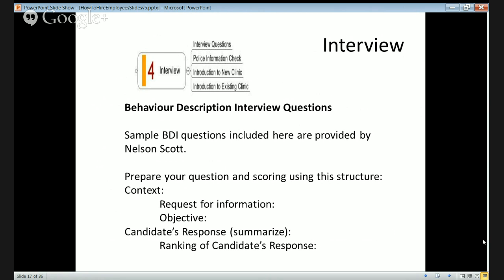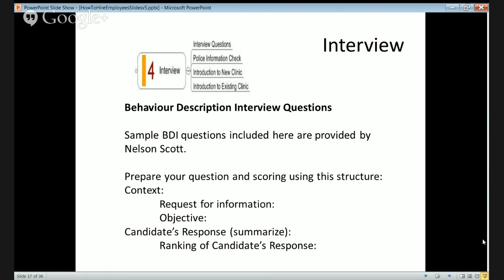For each BDI question that you prepare, you also want to make sure that you have anticipated how you are going to gather the information from the candidate during that interview process, how you are actually going to record what are the key things that you're looking for. You're going to identify the request for the information. What is your objective? What are the things that you want to hear from the candidate that would make them a candidate that you would consider your STAR purpose?